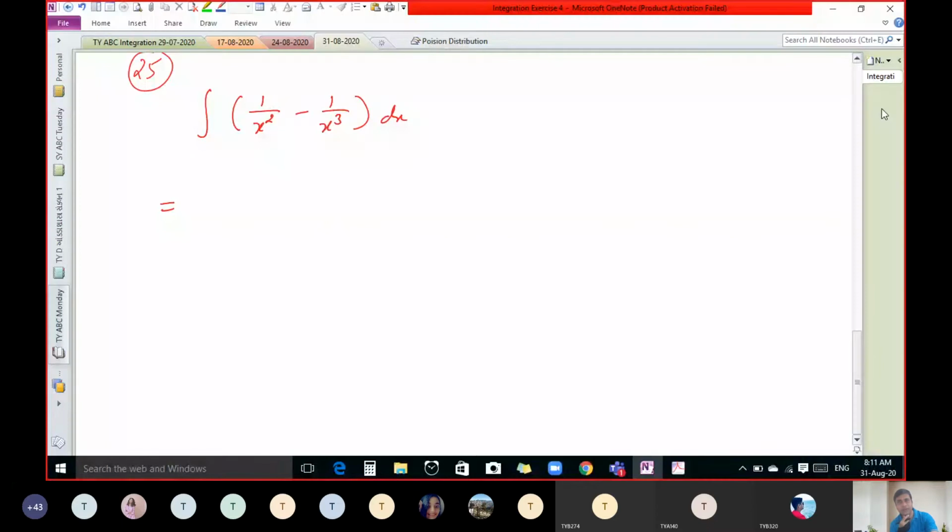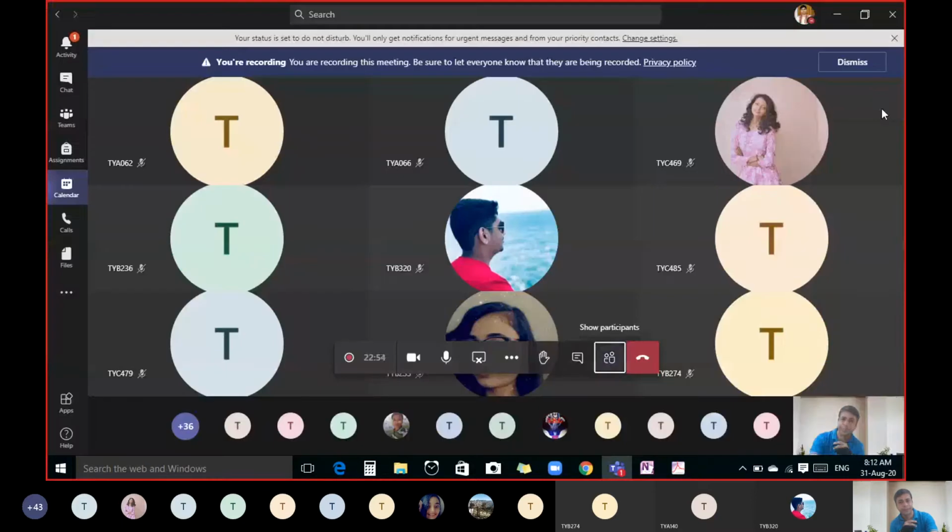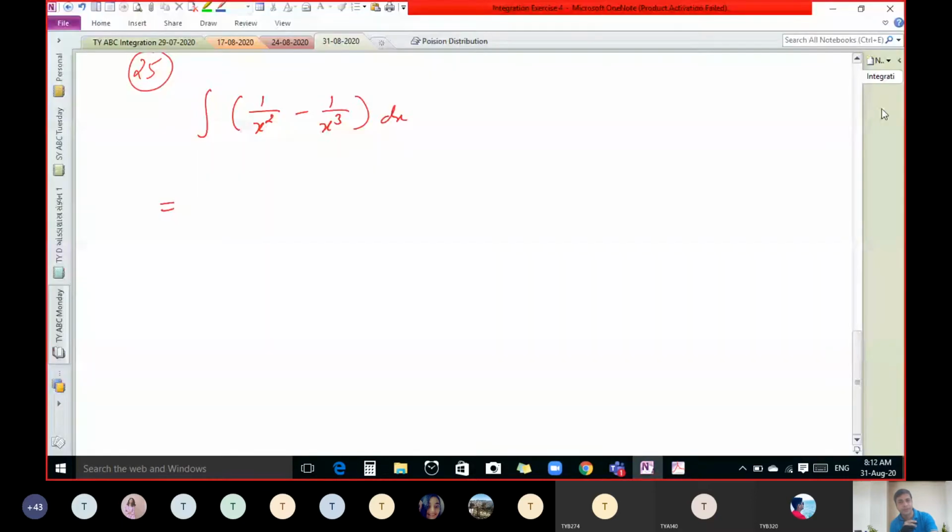What is our first step here? What do we have to do here? First step. Separate integration. Very good, perfect. So first of all, take the separate integration of these two terms. Perfect. Now next step.